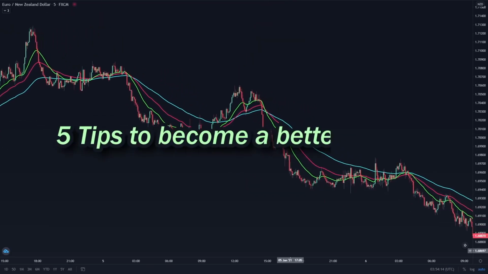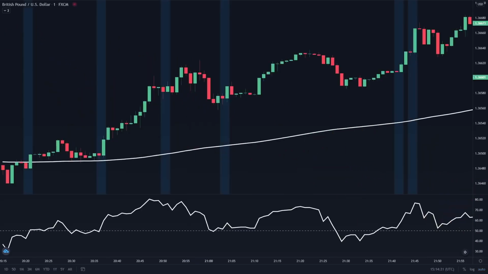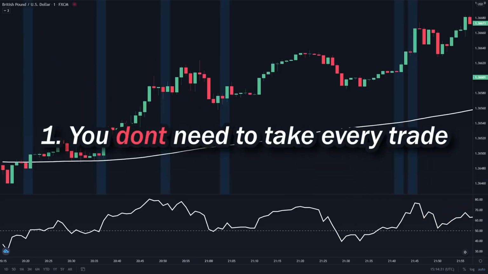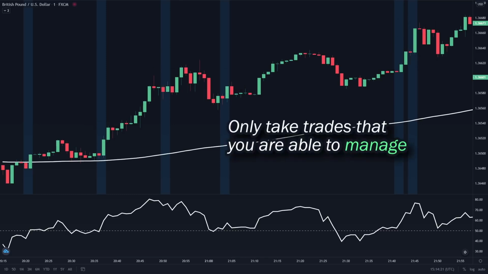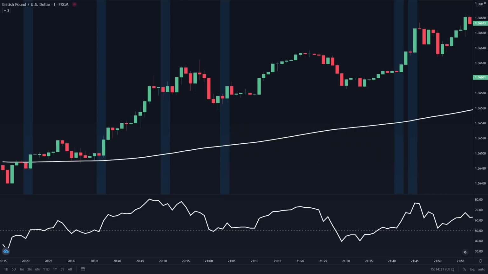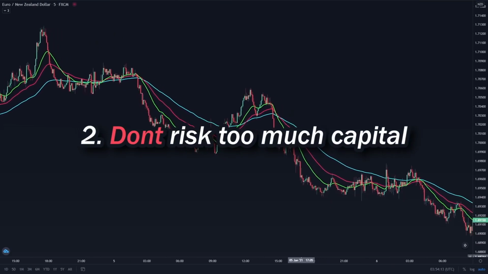Now, I'm going to give you 5 quick tips to make you a better scalper. So the first tip is that you don't need to take every trade. When you're scalping, you'll find situations where you would have received multiple entry signals. If this happens, you don't need to take all of them. Only take the trades that you are able to manage, because it's very hard to handle multiple trades at once, especially when you're scalping.